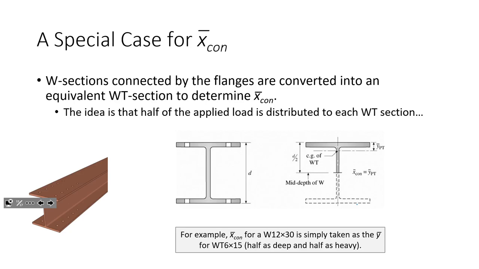The reason for doing this is that from a shear lag perspective, we're loading the element from the flanges. And so the idea is that half the load goes into the upper portion, half the load goes into the lower portion. So we can look at the shape as if it's an equivalent WT. And again, remember, these are empirical relationships. These are parameters and patterns that fit the test data as best as possible. We'll do this in lecture on Wednesday. Sound good?